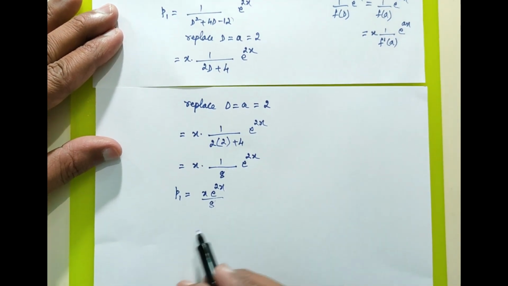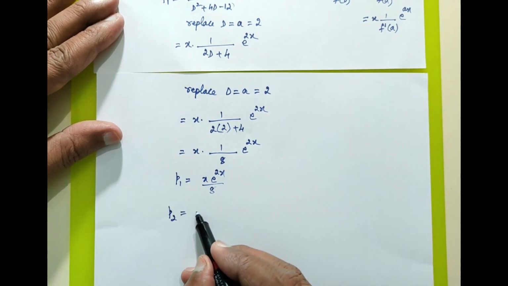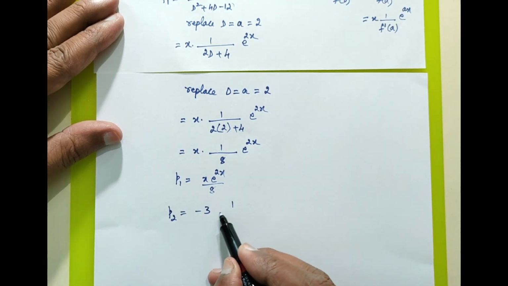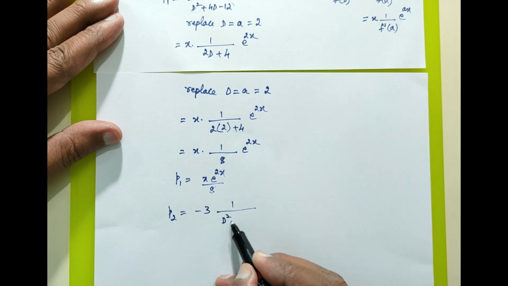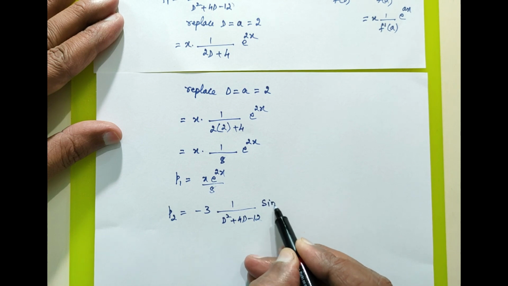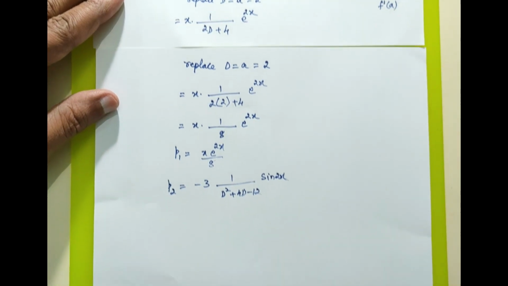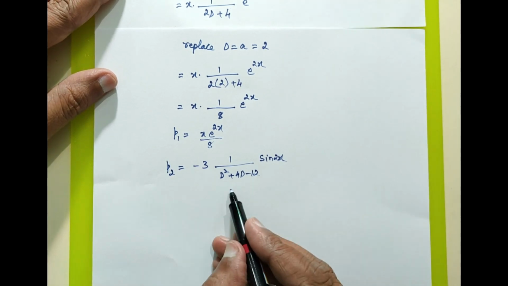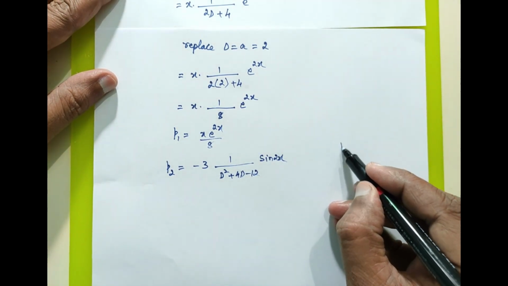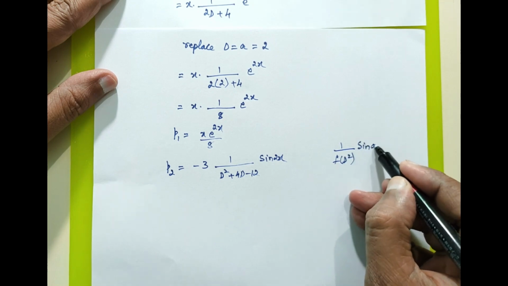Now let us try to obtain the value of p2. So you have the value of p2 to be equal to minus 3 times 1 by d square plus 4d minus 12 times sine of 2x. So this is the value of p2 you have. Now if you try to simplify this one, this is in the form of 1 by f of d square times sine ax.